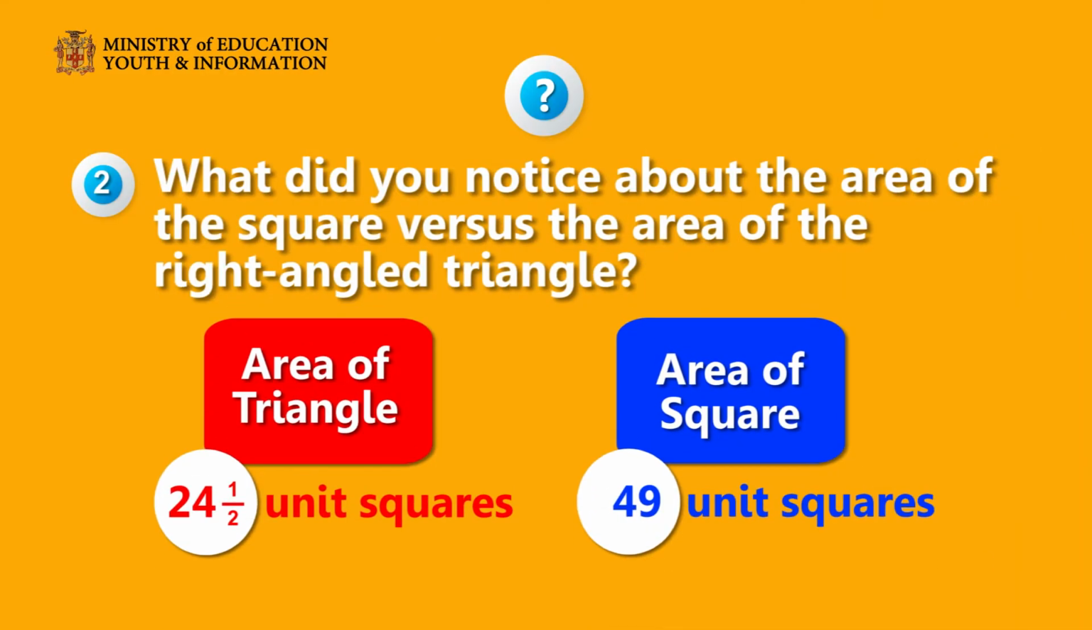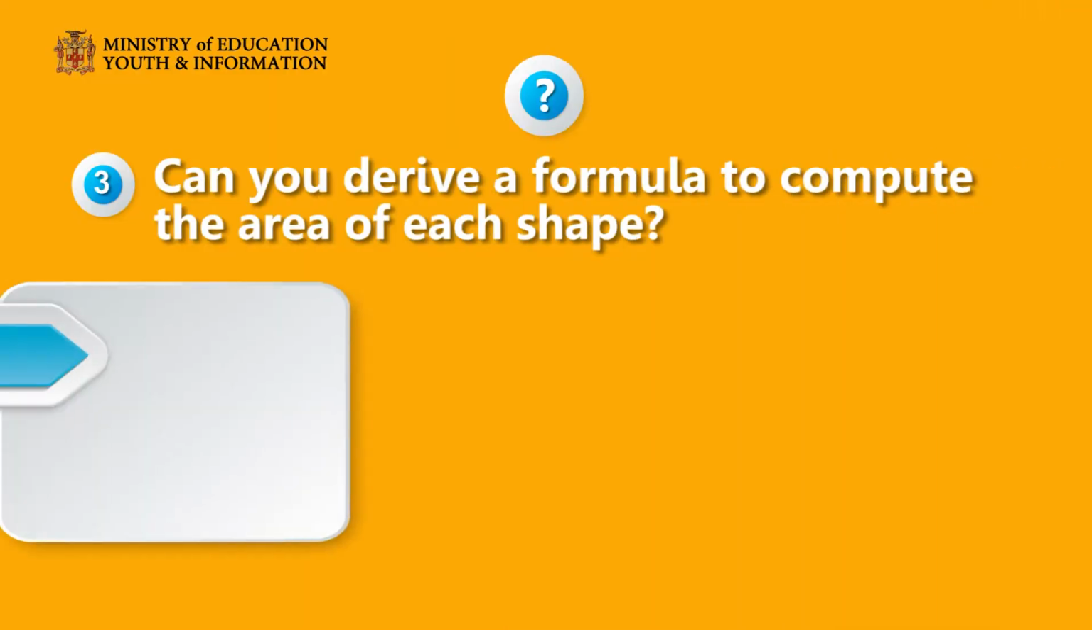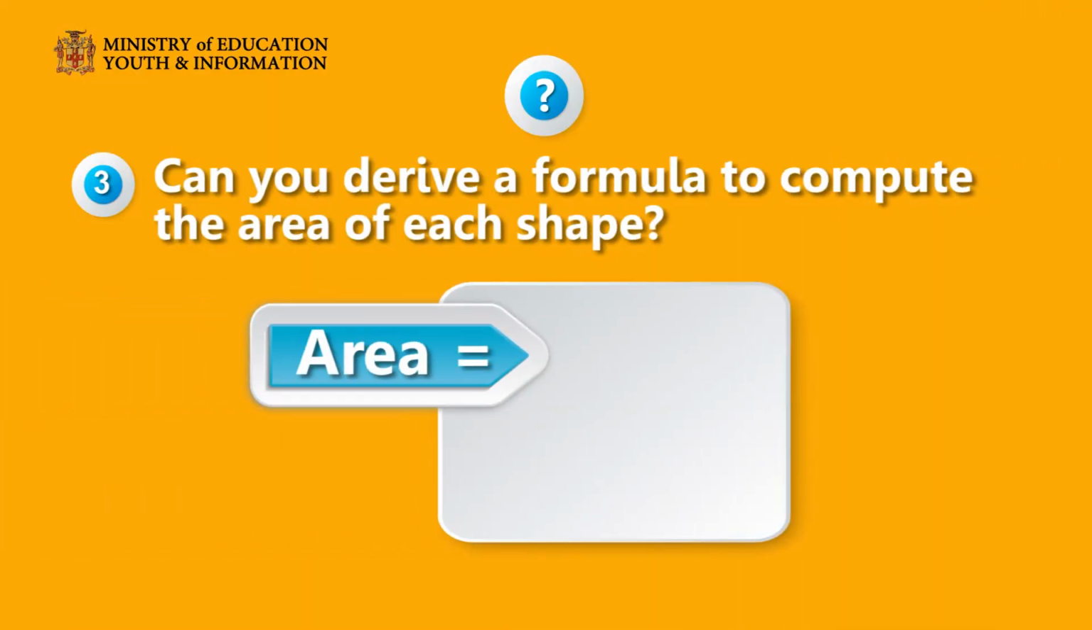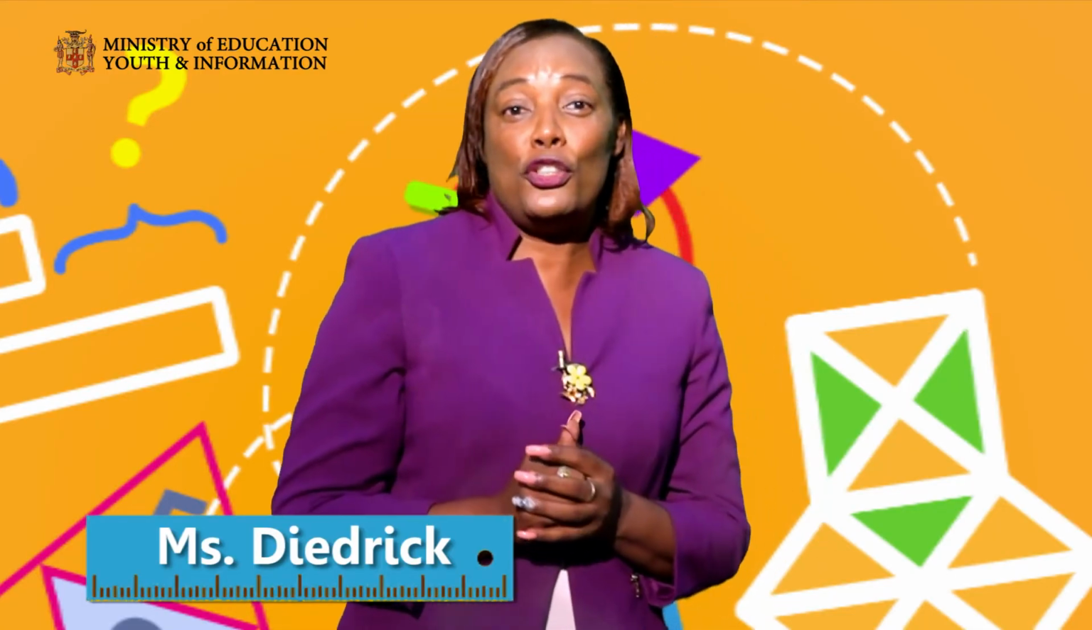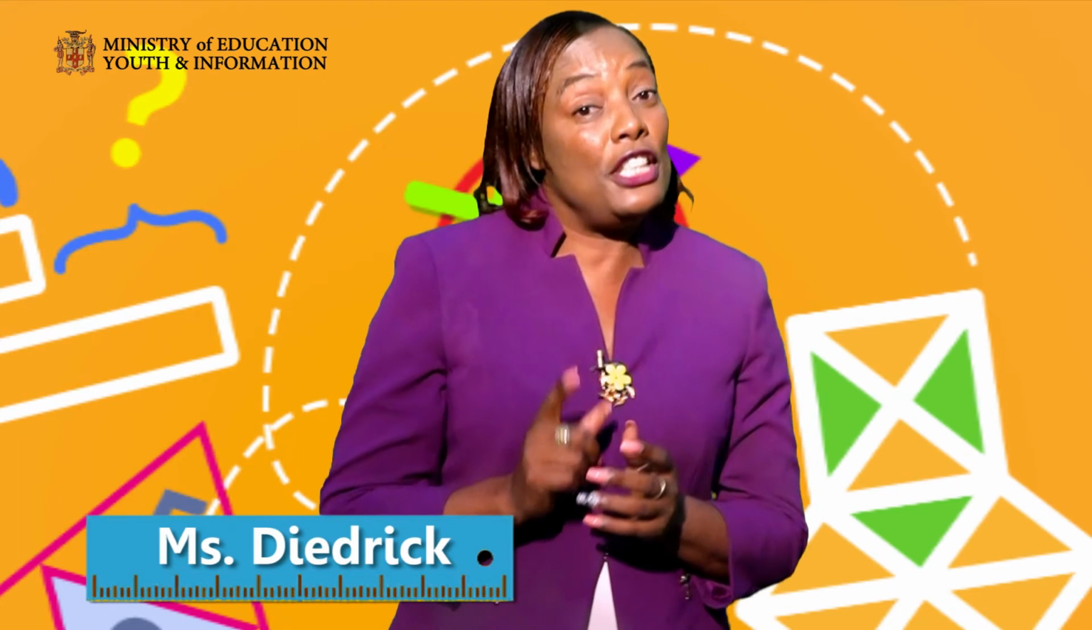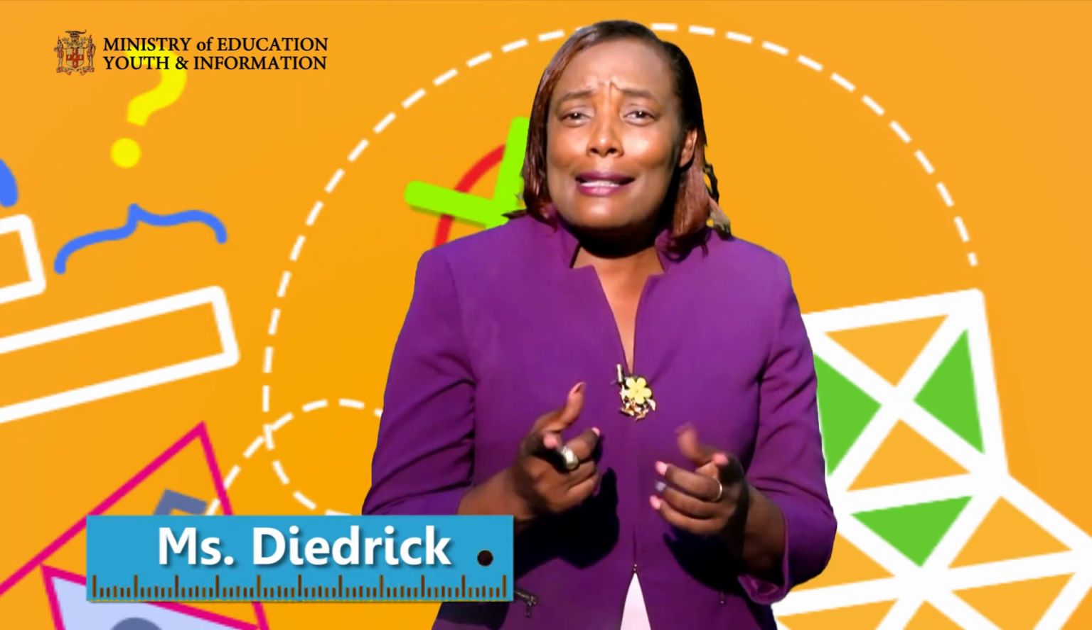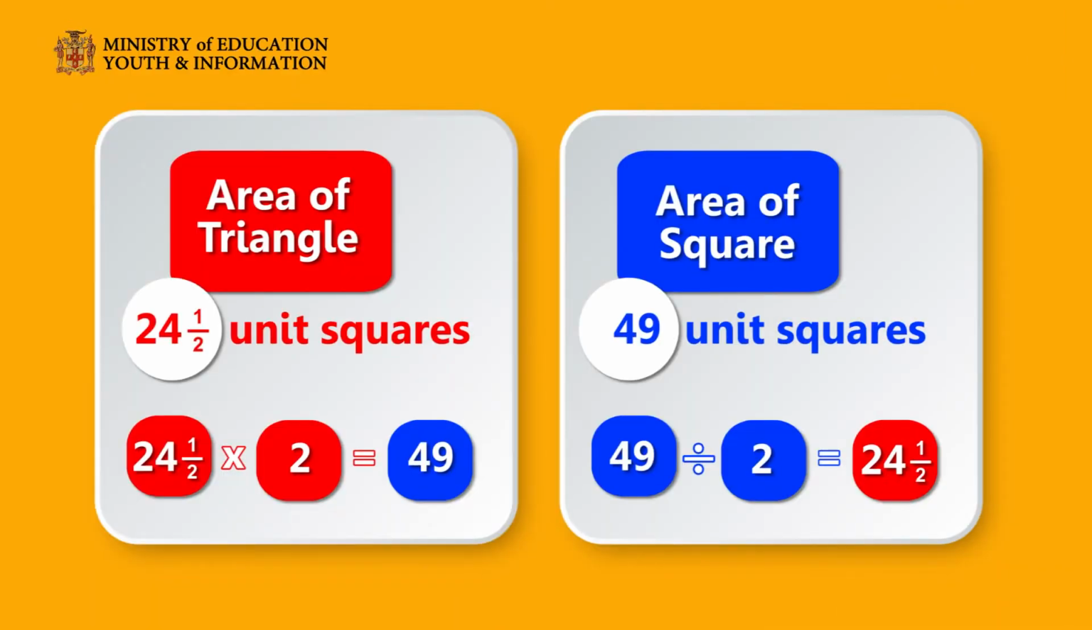What did you notice about the area of the square versus the area of the right-angled triangle? Can you derive a formula to compute the area of each shape? How do you arrive at your formula to compute the area of each shape? Did you realize that the area of the right-angled triangle is a half of the area of the square? If you did, very good.